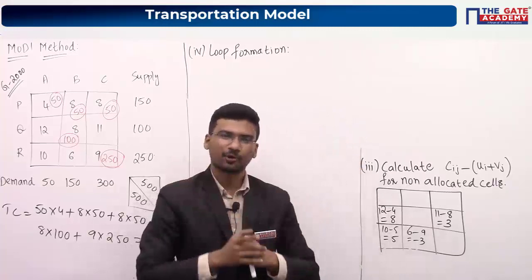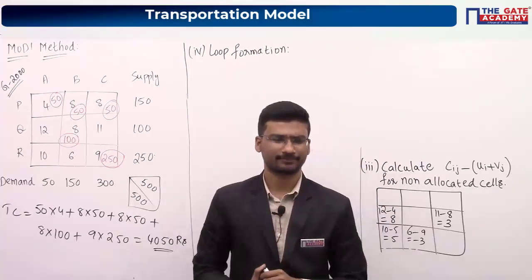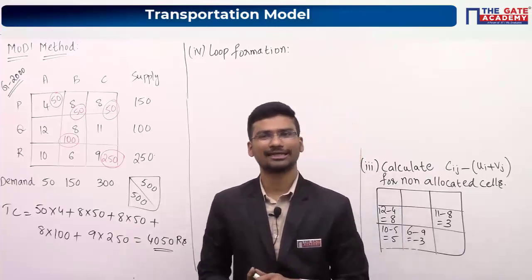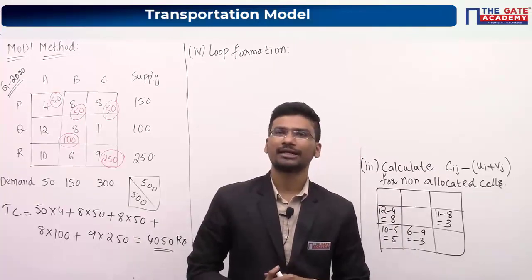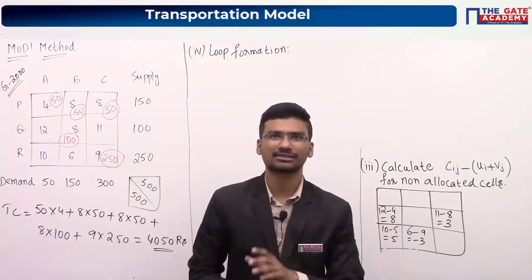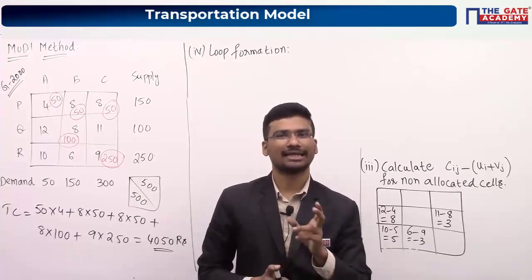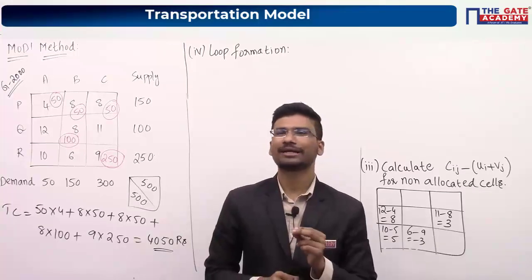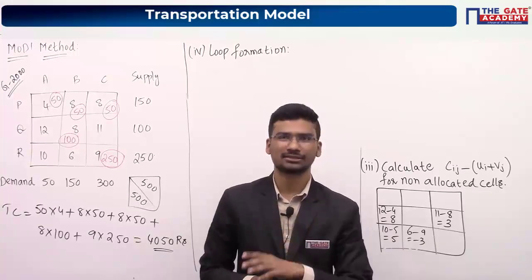Next point, write down, next point. A loop can take a turn only at the allocated cells.